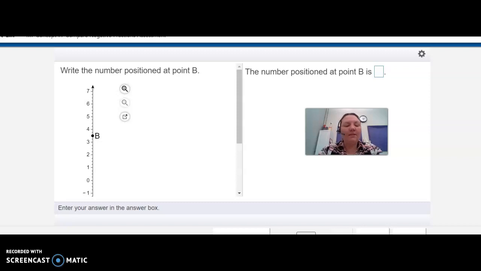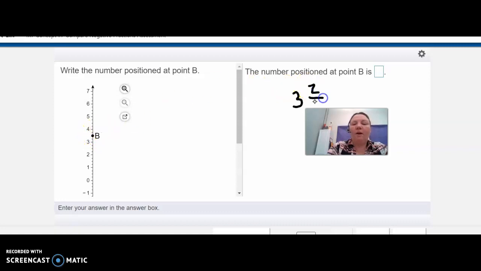So looking at number 6 on our Concept 7 assessment, write the number positioned at point B. So again, first we need to count and figure out that denominator. The denominator in this case is 4 because I go 1, 2, 3, 4 tick marks. So I've got 4 tick marks to get up from 3 to 4. And so I know my whole number is 3, and then I'm at 2/4.